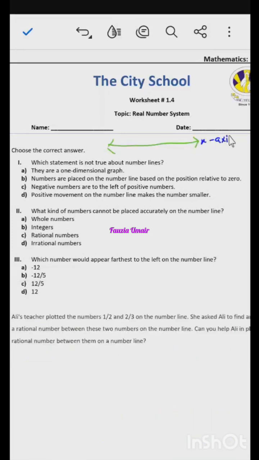Okay? So the number line contains only one dimension. Then how many dimensions does the Cartesian plane contain? You know this is a Cartesian plane. So how many dimensions does it have? Two. This is the x-axis and this is the y-axis. Two dimensions, 2D. So x and y axis.